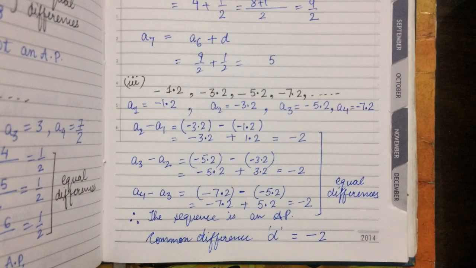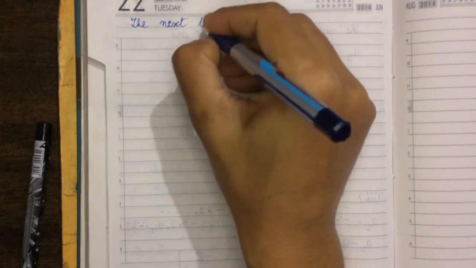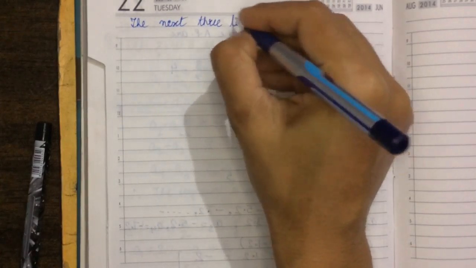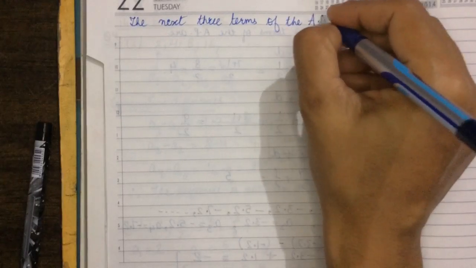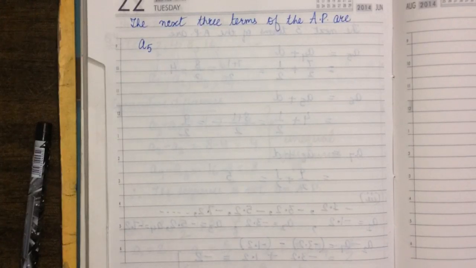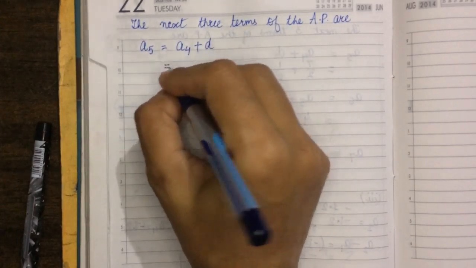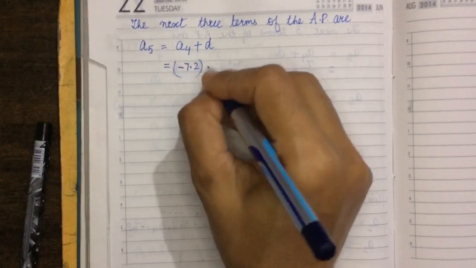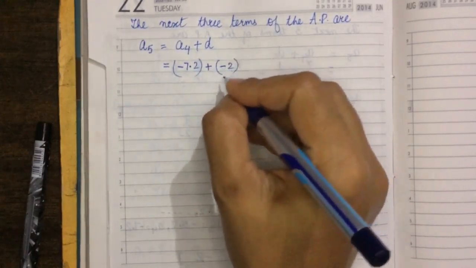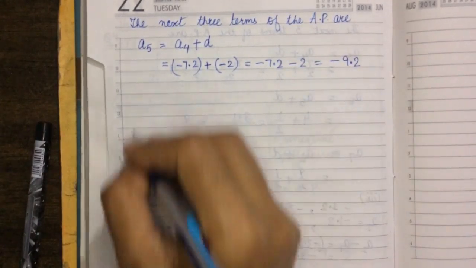And now we have to find out the next 3 terms. We have to obtain the 5th term because we have the sequence till the 4th term. So we need to find out the 5th, 6th, and 7th term. The 5th term will be obtained by adding the common difference to the 4th term. The 4th term was minus 7 by 2. Add the common difference, which is minus 1. So minus 7 by 2 minus 1, this will be minus 9 by 2.